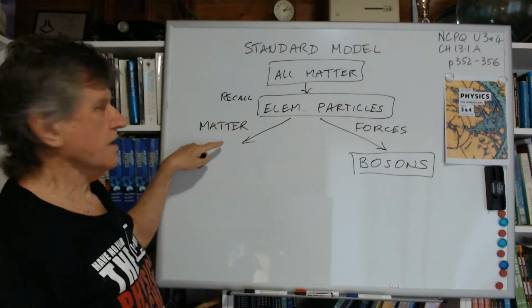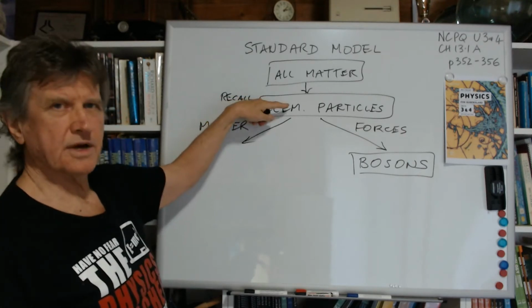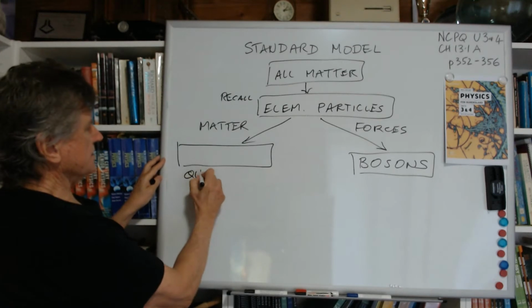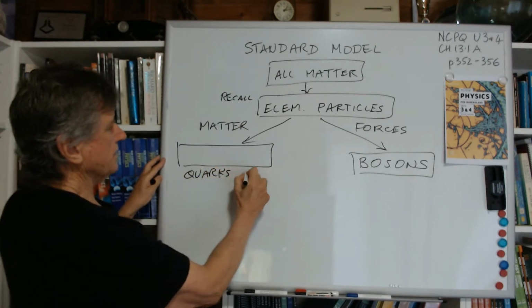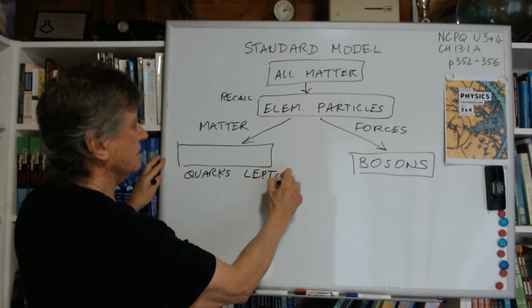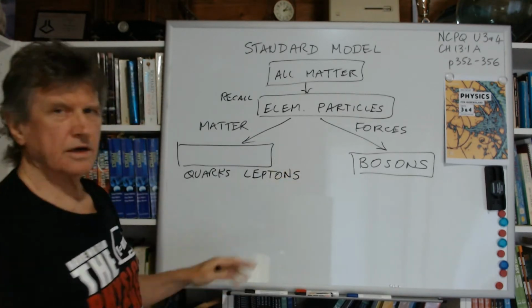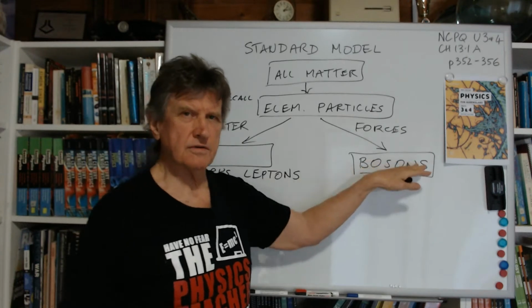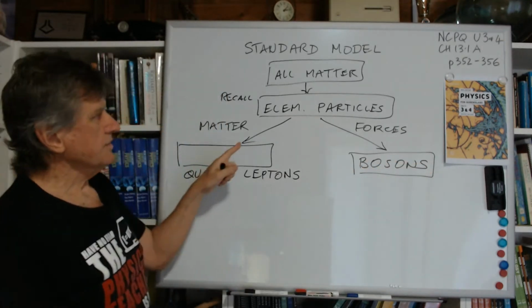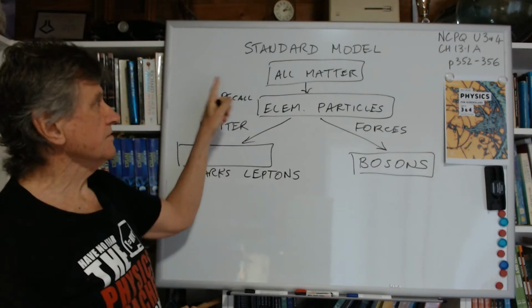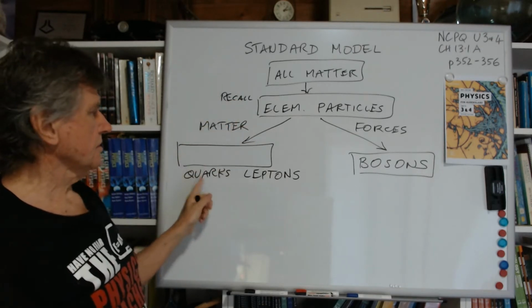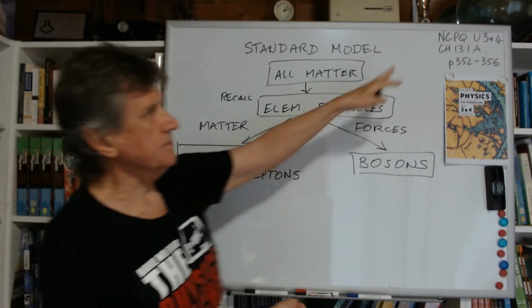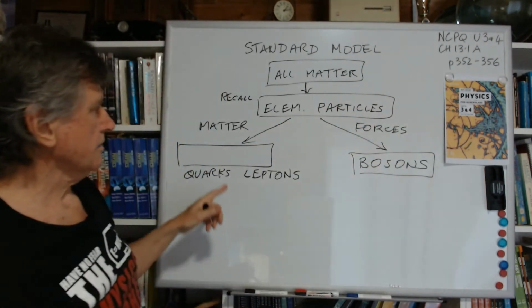But what I want to have a look at is the matter elementary particles. Now there are two types: quarks and leptons. The bosons are broken down into a range of different ones, and I'll talk about that later. But as far as elementary particles for matter go, there are two, quarks and leptons. I'm going to do quarks in this section. Leptons will be in Part B a little bit later on.